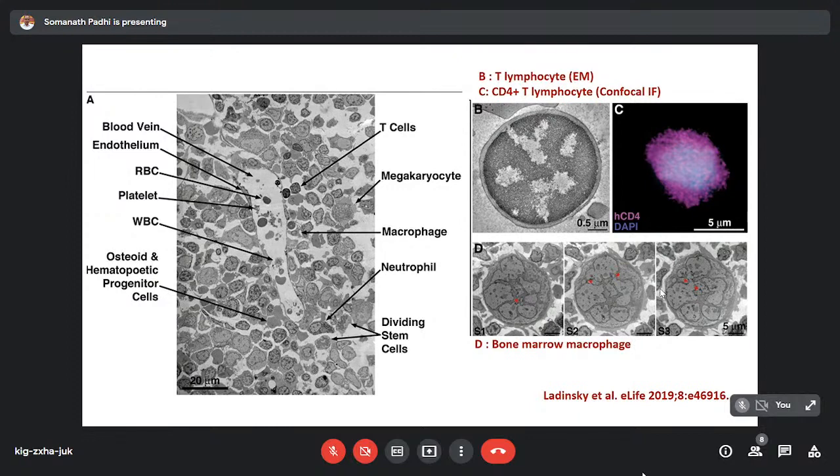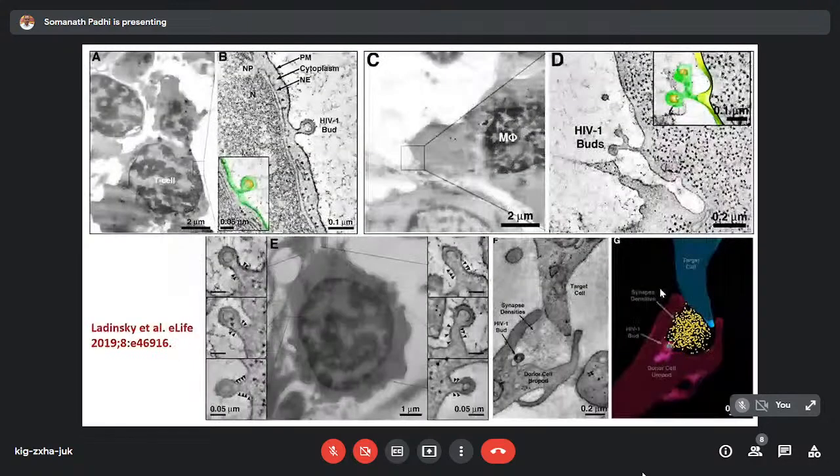These are the normal morphological findings, these are the normal features. Now, what happens in the first panel, this is A and B.